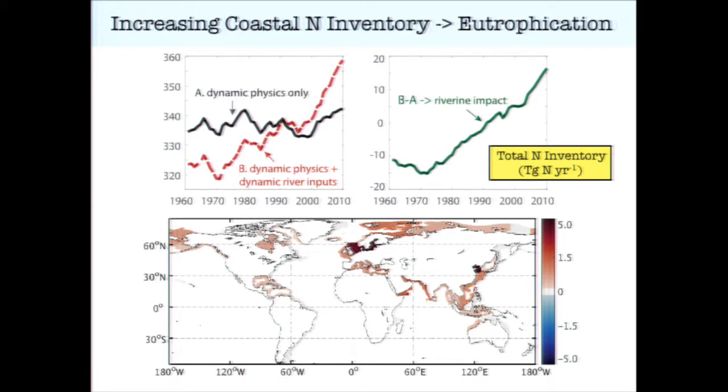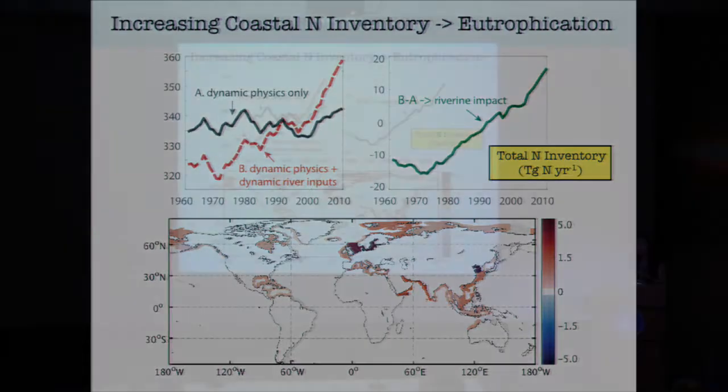Okay, so what I'm plotting here on the top left is the total nitrogen in global coastal waters. And this has a magnitude of about 340 teragram nitrogen. I show 2 simulations. The red one is the baseline simulation with both dynamic physics and dynamic river forcing. But for the black line, we replace the river forcing with climatology forcing, so that only reflects the dynamic physics. You can clearly see that if you're just running with the physics, there's no clear trend, but there's a very clear increasing trend with the red simulation, with the river forcing. And by subtracting the 2, we get a very clear signal due to the river impact. So this is the accumulation of nitrogen in coastal waters.